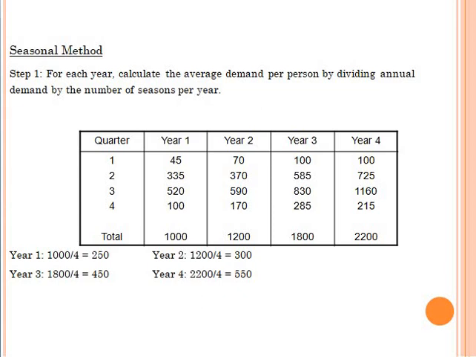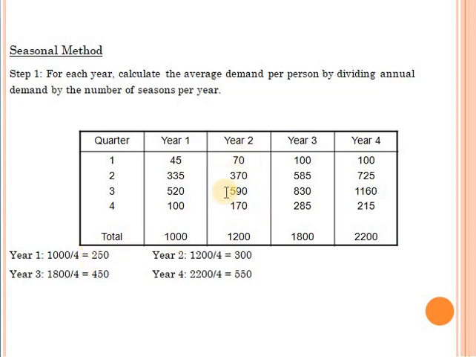In the first step, we have to calculate the average demand per period. How do we do it? We look at the first year, okay? This is the demand for each quarter, and this is the total demand for year 1. Now, how many quarters or how many periods or how many seasons do we have in this year? Here, since I was dividing it quarterly, I have 4 seasons or 4 periods. So I will divide this 1000 over 4. So it's gonna give me 250.